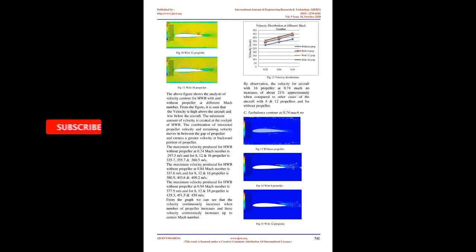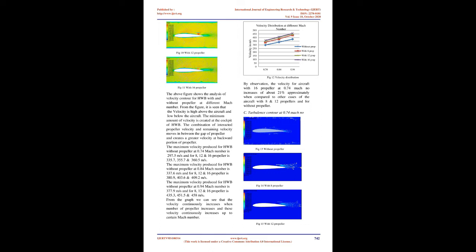The second step includes meshing of the aircraft by tetrahedral meshing methods with necessary element sizes as shown in the figure. Flow visualization of HWB and meshing processes.